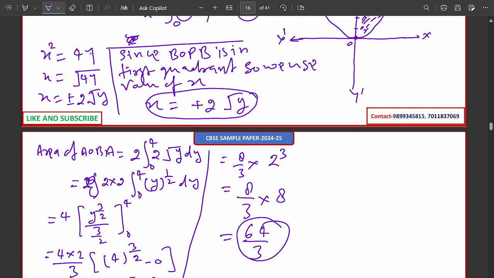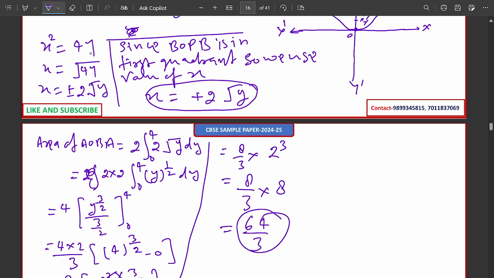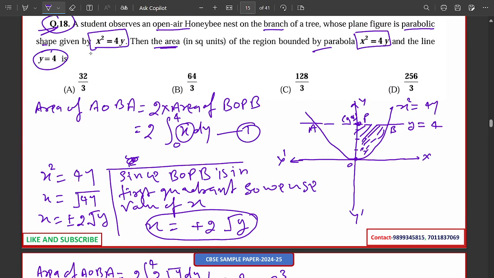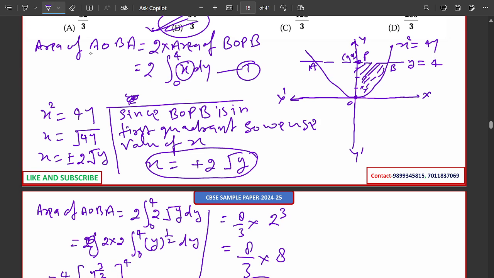So this is area of this particular part. So we have to check this one. So option number B is the correct option for this question. I hope you understand this question.